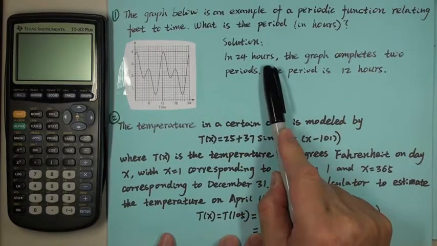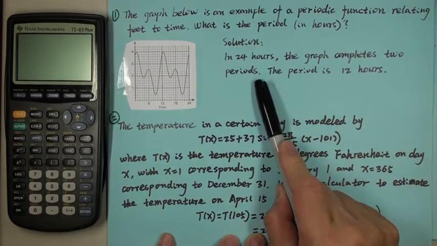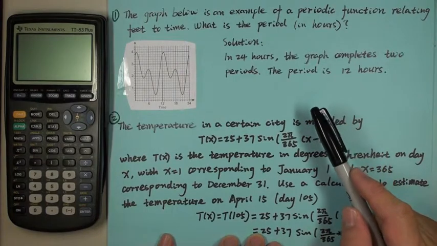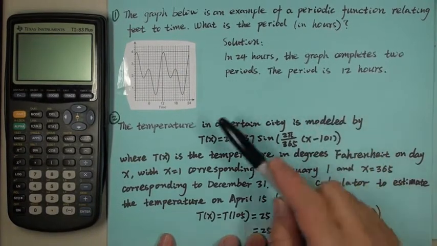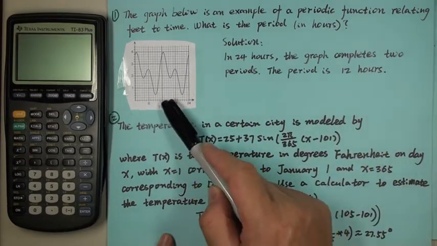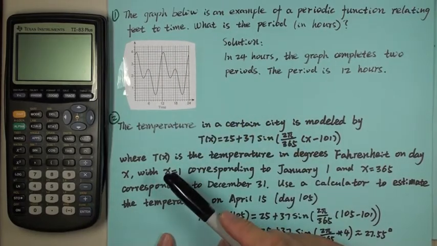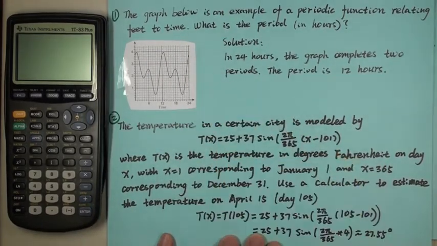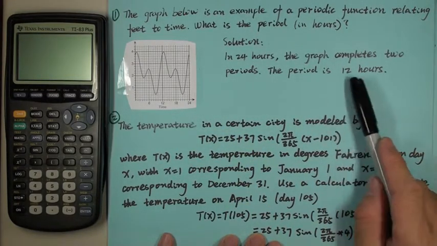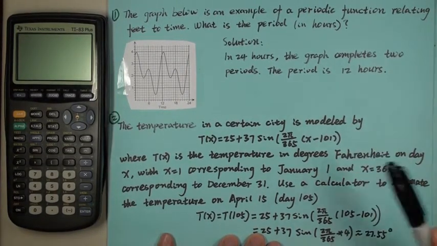So in 24 hours, the graph completes 2 periods. Then the period is 12 hours. Don't say the period is 24 hours. The period has to be the shortest one. It completes one circle. And here is another one, 2 circles. So here we say the period is 12 hours. That's probably an easy one.